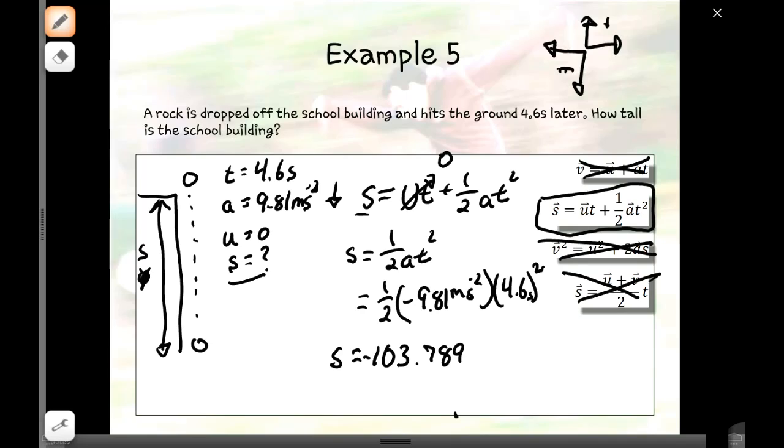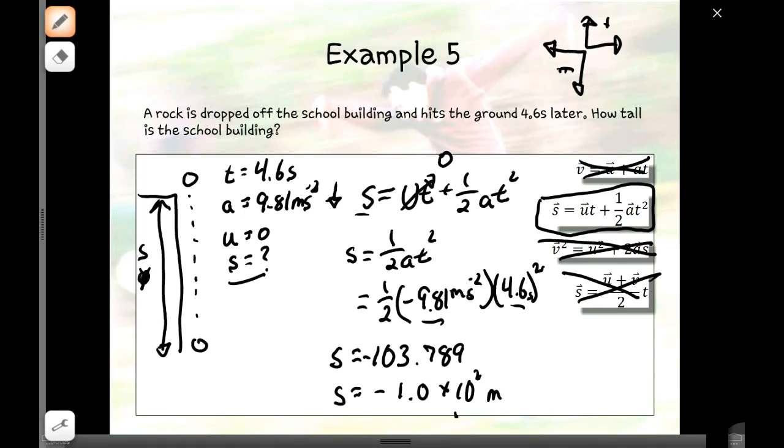Wow, that's a tall school building. But let's see here. We have 3 significant digits here. All right, so we're not done yet, and we have 2 here. So the least amount is 2, and so that means I'm allowed to keep 2. So s is going to be a negative 1.0 times 10 squared, and this is going to be in meters.